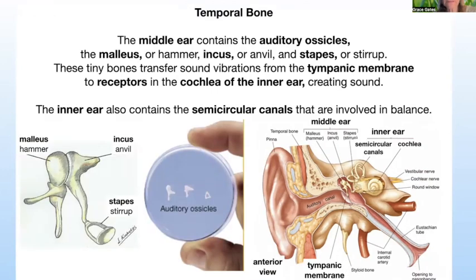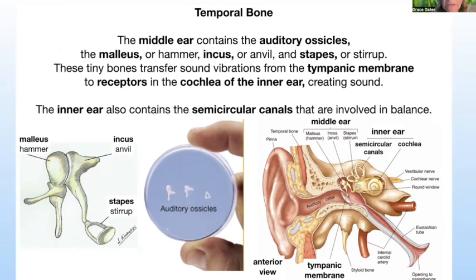So the middle ear contains the auditory ossicles: the malleus or hammer, the incus or anvil, and the stapes or stirrup. I think that they did a pretty good job of naming these, especially the stapes, which looks astonishingly like the stirrup that you put your foot in when you're riding a horse. And of course, back then, when they were naming these things, they had a lot of horses and stirrups, and they thought right away of a stirrup, but I think you will too when you look at the stapes bone.